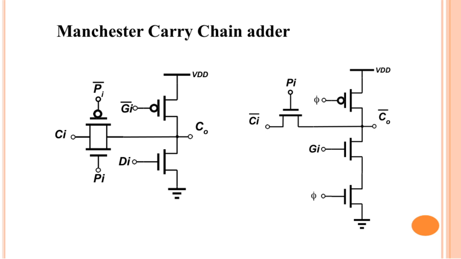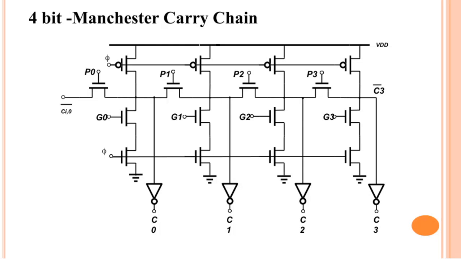Additionally, the inclusion of clock signals represented by phi helps synchronize the operation of the chain. The use of VDD indicates the power supply connections needed for the circuit. Overall, the Manchester carry chain enhances speed by precomputing these carry signals in parallel, reducing the delay that traditionally slows down standard adders. Here we have a 4-bit Manchester carry chain, a key component in digital circuit design for fast addition.